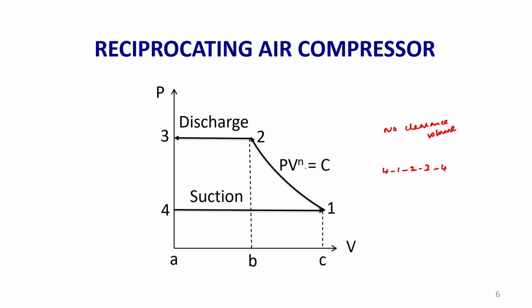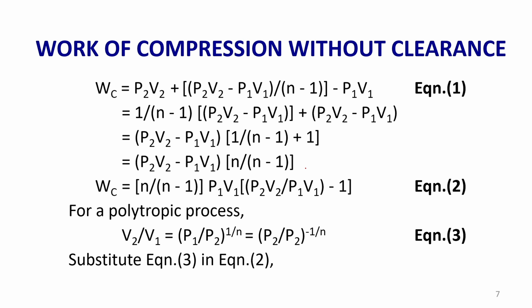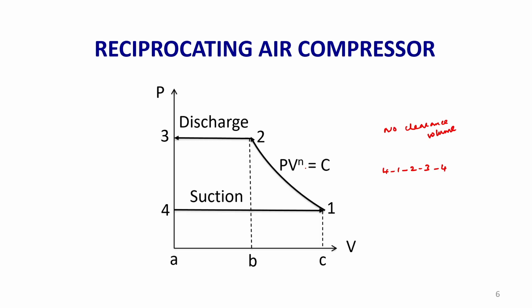So, here our aim is to find out the power required to drive the compressor, that is work of compression without clearance. So, this is an indicator diagram on the PV pressure volume plot. If you see the basics, how to find the work done during the cycle or per cycle is the area under the curve. The cycle is 4 to 1, 1 to 2, 2 to 3 and 3 to 4. So, the area between these points 3, 2, 1, 4 represents the work done per cycle, and this is not a regular one.